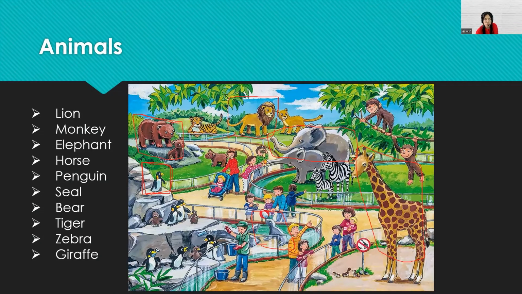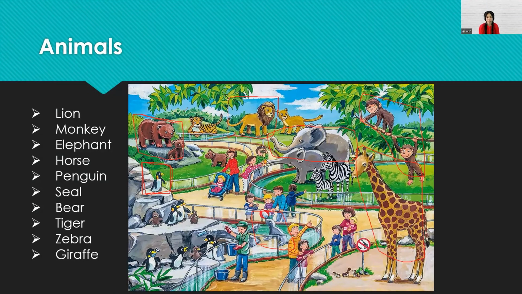Good. And the last one is an animal which lives on the tree or on the ground, and also they hang on the tree. They like banana very much. This animal is monkey. Monkey. Okay.